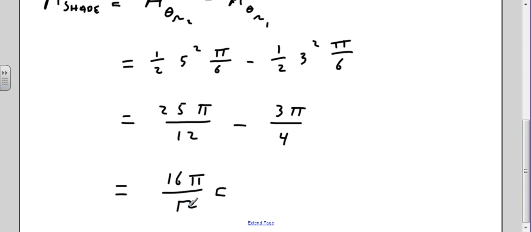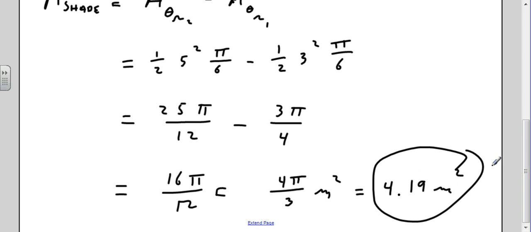I probably wouldn't do any of this other stuff. 4 goes into both of those, giving 4 pi over 3 meters squared. And again, we probably wouldn't leave the answer that way. 4 divided by 3 times pi, and we want 3 significant digits: 4.19 meters squared. And we'd probably use that as our final answer.